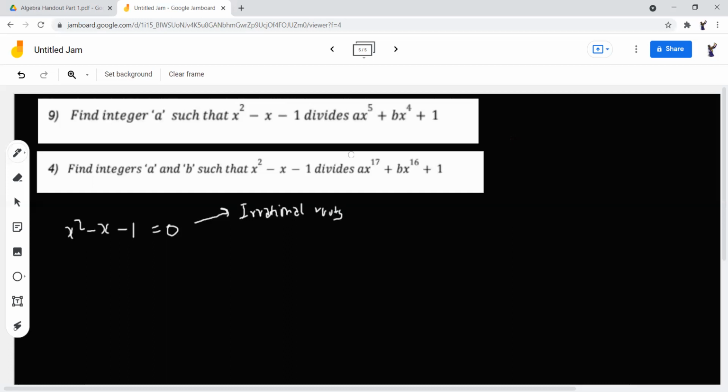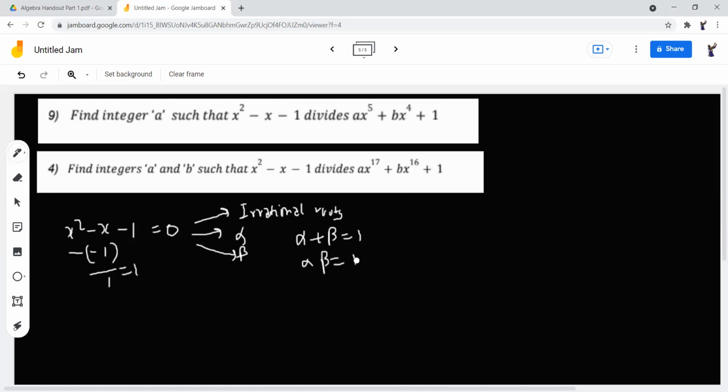I can't just use irrational roots and keep the power of 5. It's going to be so lengthy. So I'm going to use a much simpler technique. I'm assuming the roots are alpha and beta. When I assume the roots are alpha and beta, I get alpha plus beta equals 1, because it's minus b by a and b is minus 1, so minus of minus 1 by 1 equals 1. And alpha beta is minus 1.